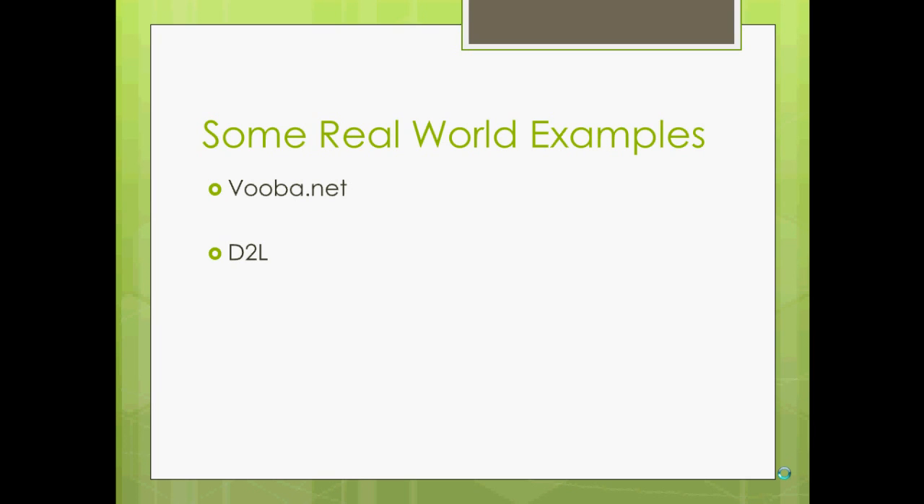So I have some real world examples I'm going to show you of information disclosure. Just some things I've found out there that I thought were interesting. Vuba.net is a Facebook-like web app developed by a DSU student. And D2L is our favorite learning management system, Desire to Learn, so you probably are familiar with at least that one, if not both.